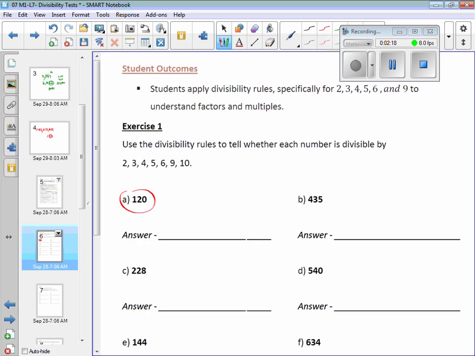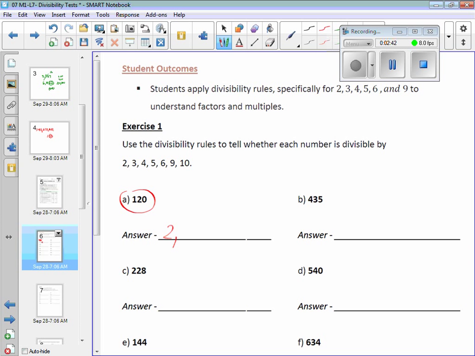Somebody I haven't heard from yet. Ethan, what's the rule for 2? And if you get stuck, go back to the cover page. I'm not asking you to memorize this right now. It has to be an even number. Has to be an even number. Is 120 an even number? Yes. Will 2 work? Yes. So you list it.